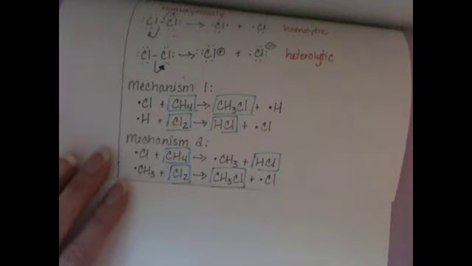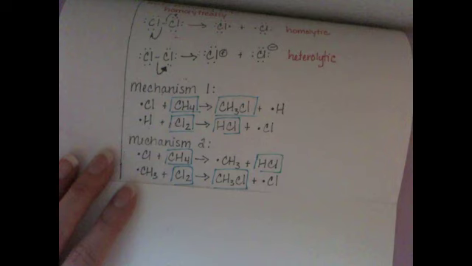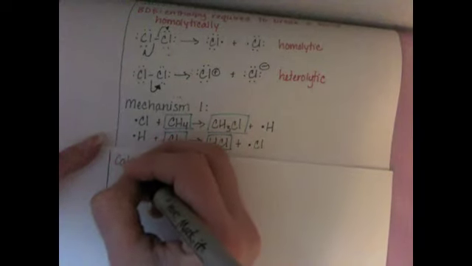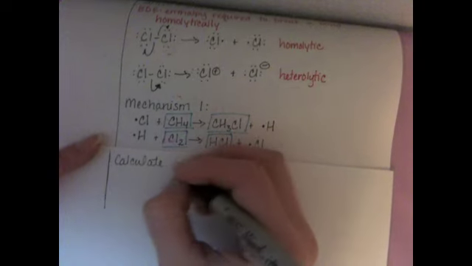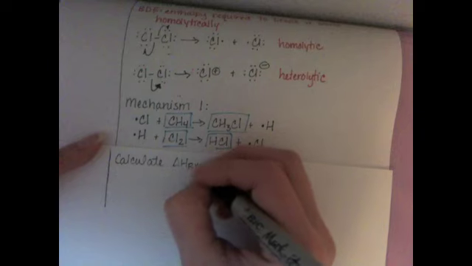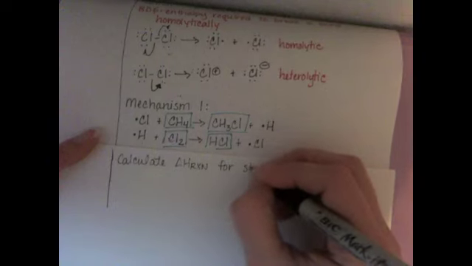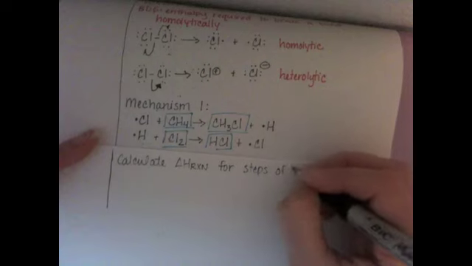What we want to do to help us decide which mechanism is better, mechanism 1 or mechanism 2, is to calculate the delta H of the steps of mechanism 1 and compare them to the delta H of the steps of mechanism 2. We're going to focus on mechanism 1 first. We're going to calculate the delta H of the reaction for the steps of mechanism 1.